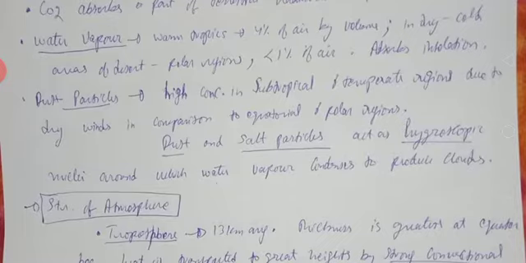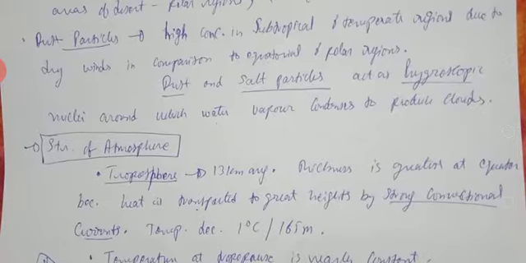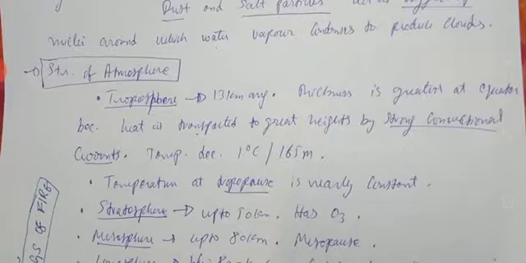Next point is dust particles. High concentration in subtropical and temperate regions due to the dry winds in comparison to equatorial and polar regions. Dust and salt particles act as hygroscopic nuclei around which water vapor condenses to produce clouds. So, clouds are produced when the water vapor is attached to the dust particles and salt particles.